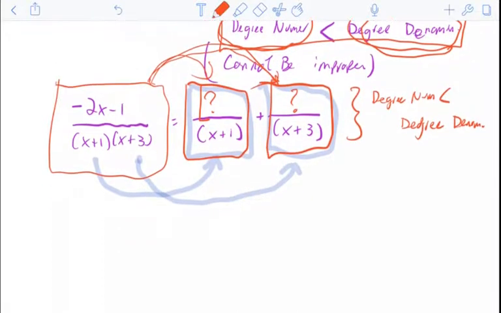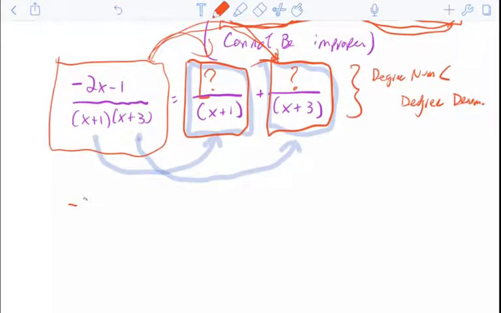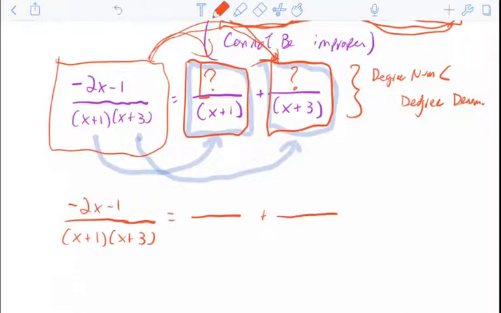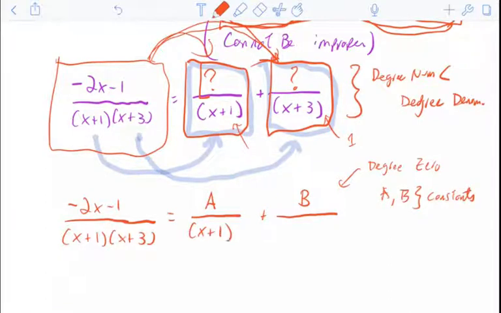So in this case, what's the degree of the numerator and what's the degree of the denominator? I'm just recopying right here. Well, the degrees of the denominators are both 1, right? And so the degrees of the numerators must both be 0. What does a 0-degree polynomial look like? It looks like a constant. So that's some number, and that's some other number. I don't know what a and b are, but I know they're constants. A over x plus 1, B over x plus 3.